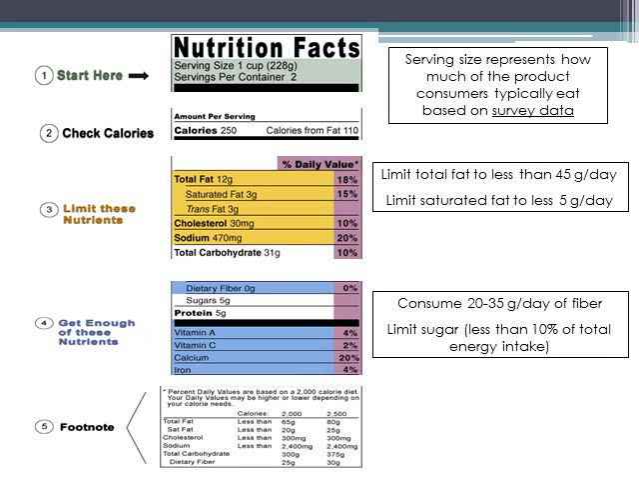Consume 20 to 35 grams of fiber each day, and limit sugar to less than 10% of total energy intake. So one thing about sugar is that sugars are included in carbohydrates, and we'll talk more about carbohydrates in a couple of weeks. But this is all sugars and doesn't necessarily distinguish between added sugars and naturally occurring sugars.